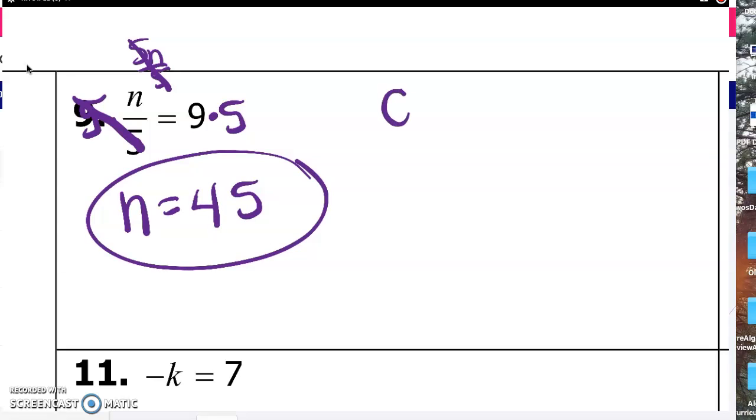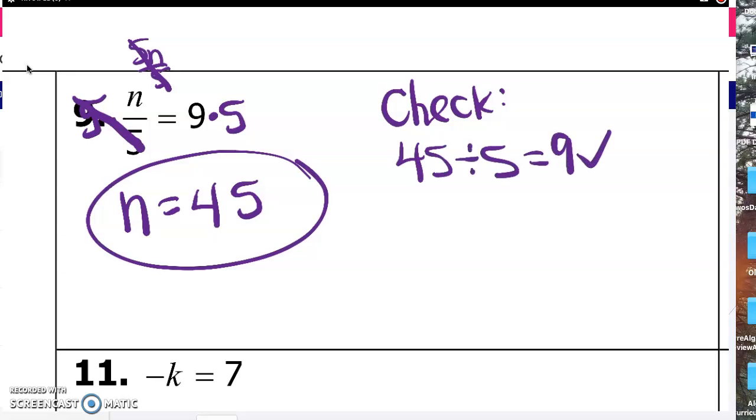So if you were to check this in your calculator, you would use the division sign. So 45 divided by 5 does equal 9.